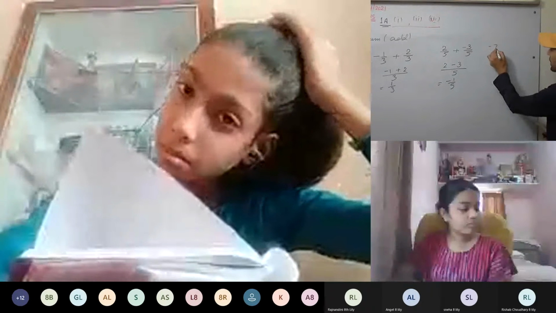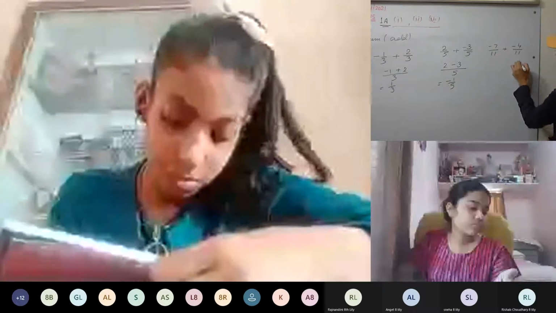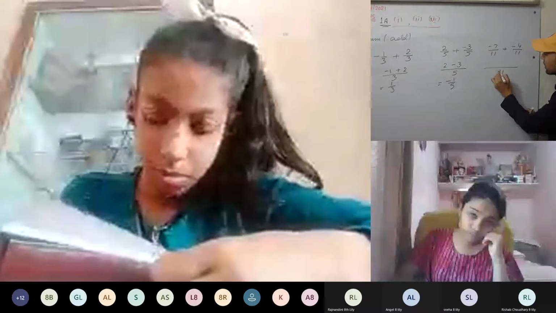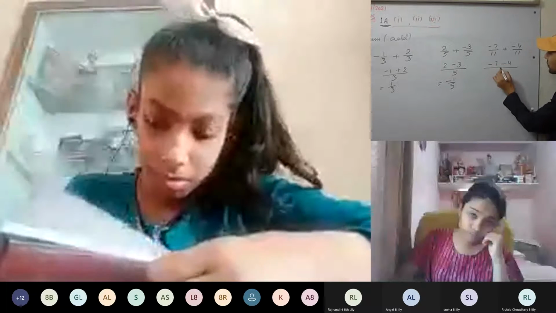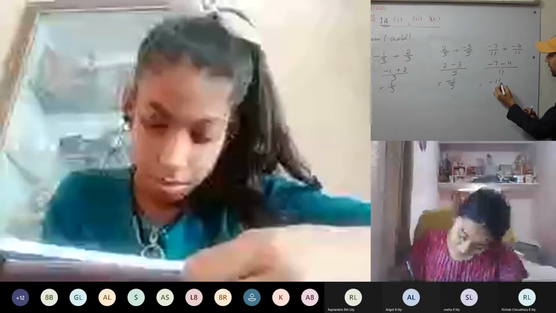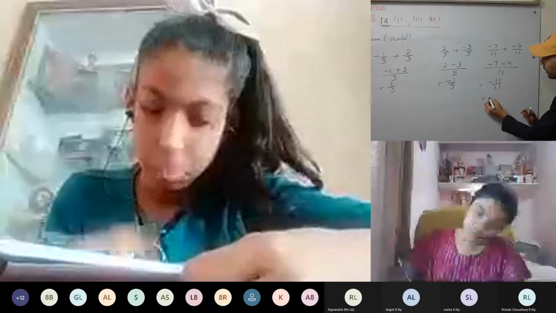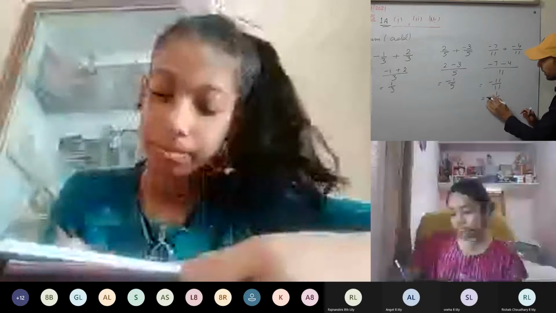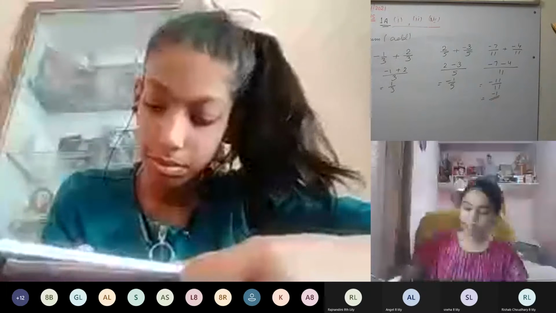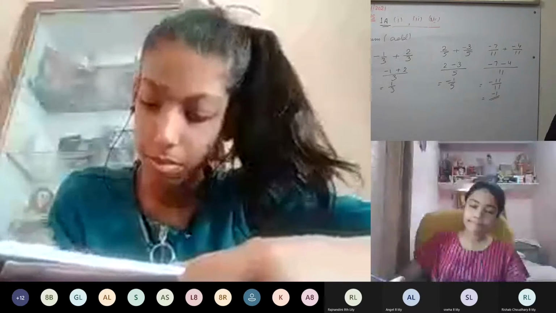Next one, do it. -7/11 plus -4/11. So what is the LCM? 11. -7, -4. So what will be their sum? Minus 11 upon 11. What are we getting? Minus 1. Is this clear? Anyone have any doubt?